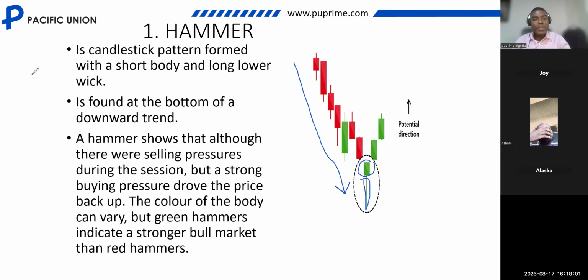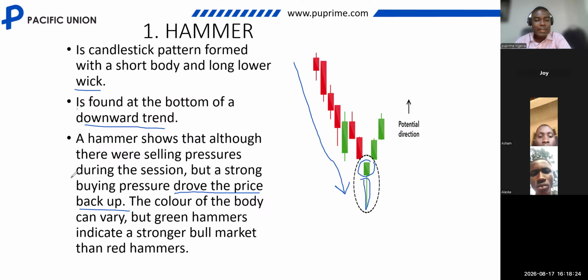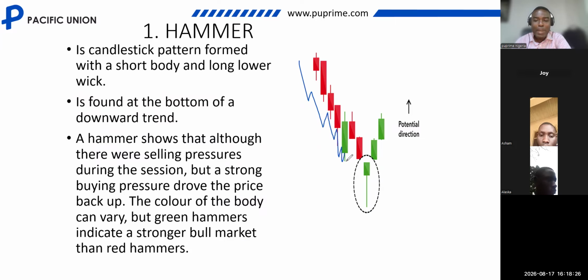So let's write this up here. You say that this candlestick pattern is formed with a short body and a long lower wick. Wick is the same thing as shadow, and is usually found at the bottom of a downtrend. A hammer shows that although there were selling pressures during the session, a strong buying pressure draws the price back up. So what we're saying here is this: price is dropping with a massive pressure, but on getting to this region, a force pushed it to the upside.